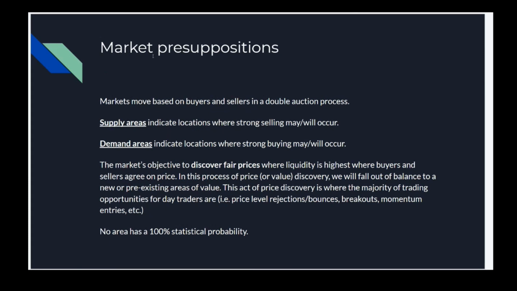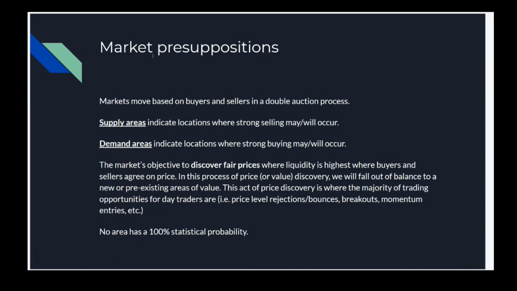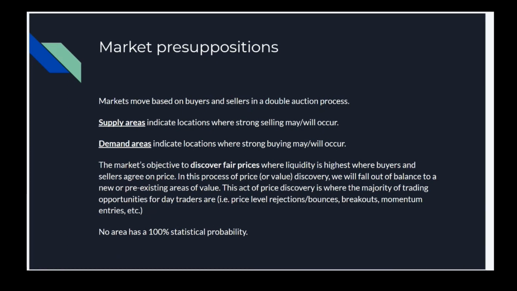So market presuppositions. Markets have buyers and sellers, and it's a double auction process. It's not a single auction where somebody's asking for sellers or buyers for, I don't know, a piece of jewelry. There's constant buyers and sellers for the same price or the same asset. And to touch on everybody's grounded understanding of how the market works, there's areas of supply and there's areas of demand, both indicating where strong selling or buying may or will occur depending on whatever probability set you're working with, however strong your strategy is.